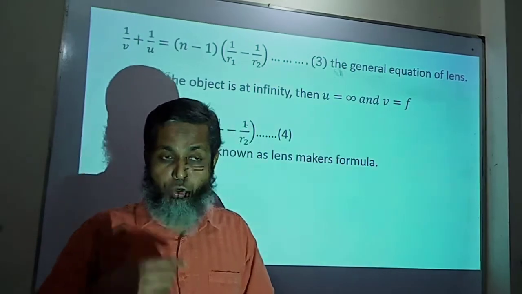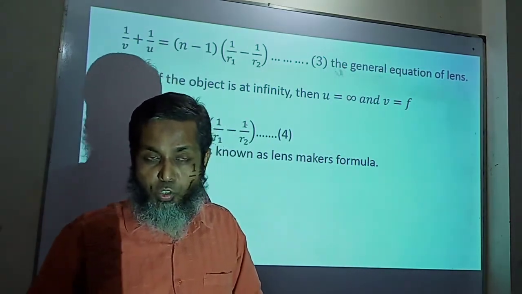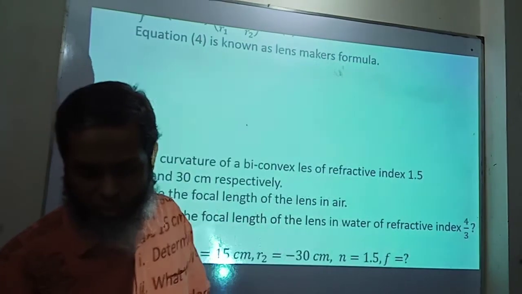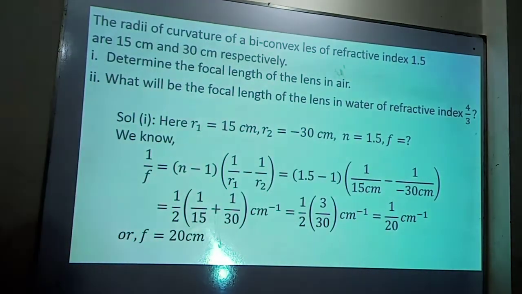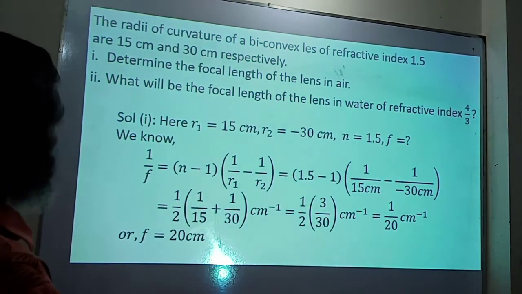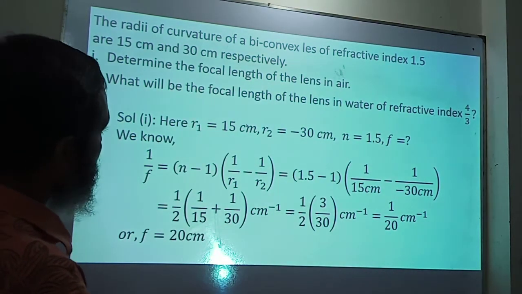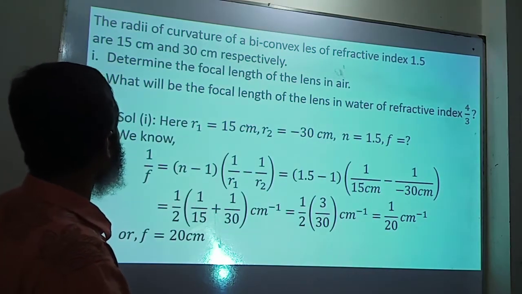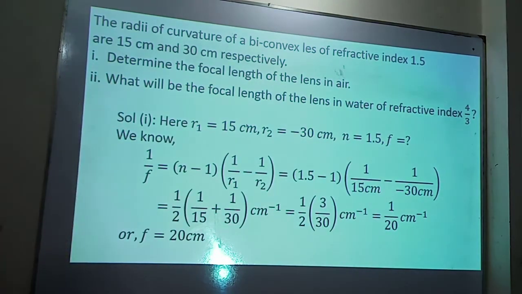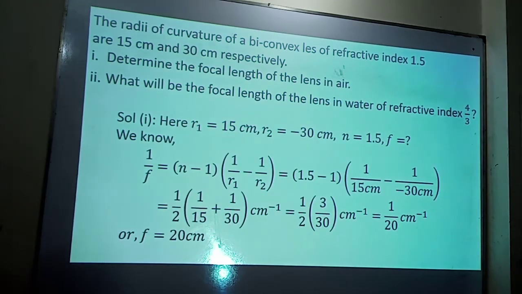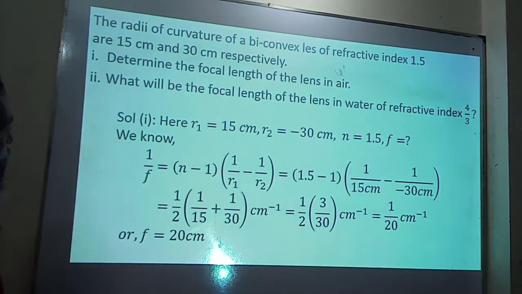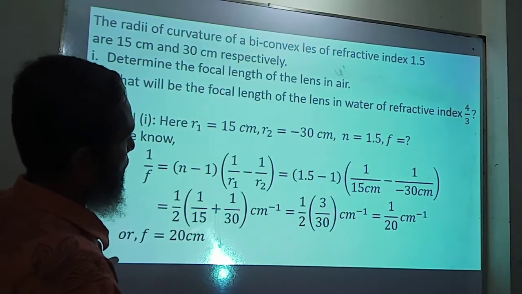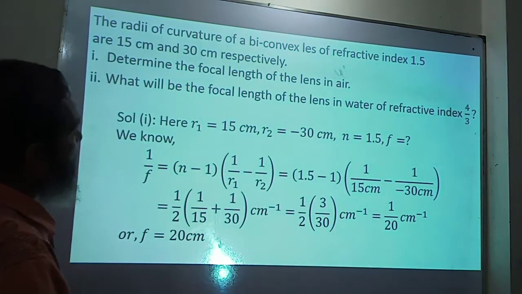You understood? So we go for solving one mathematical problem. Let us see what the problem is. The radii of curvature of a biconvex lens of refractive index 1.5 are 15 centimeter and 30 centimeter respectively. Number 1, determine the focal length of the lens in air. Number 2, what will be the focal length of the lens in water of refractive index 4/3?